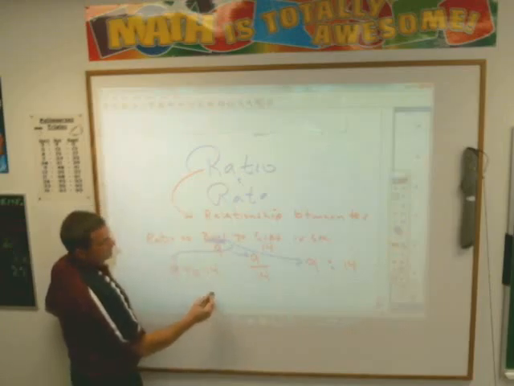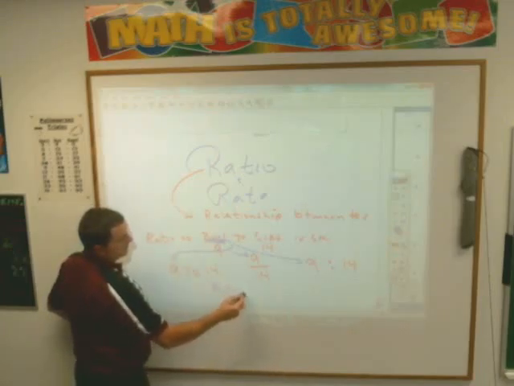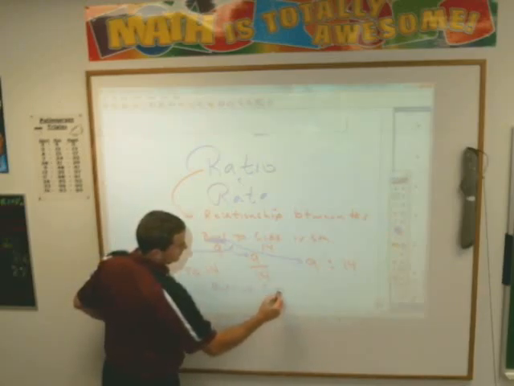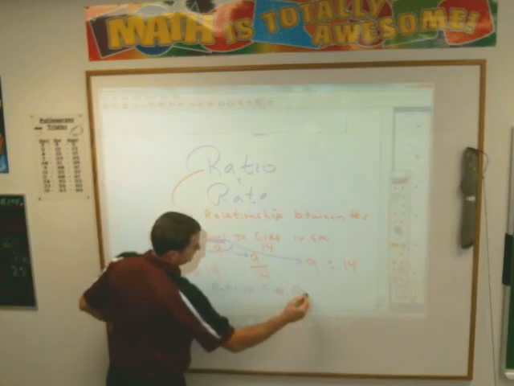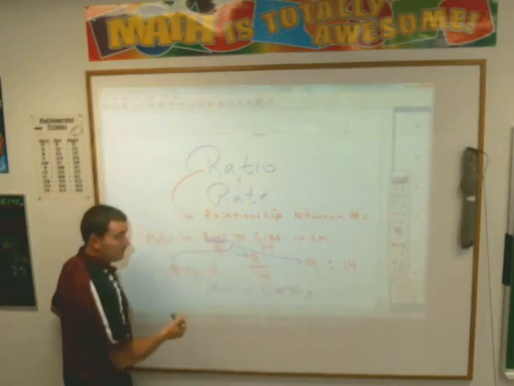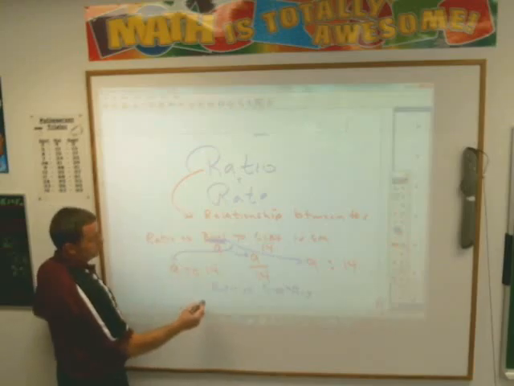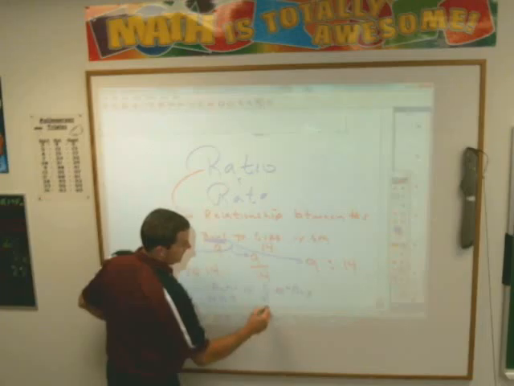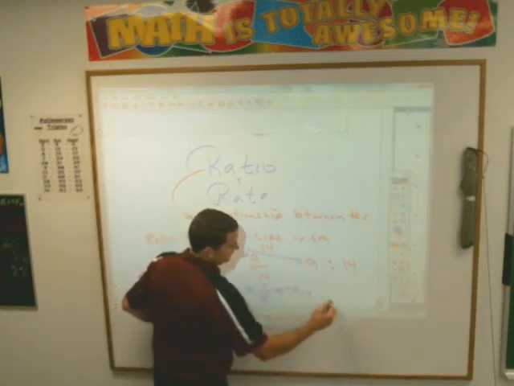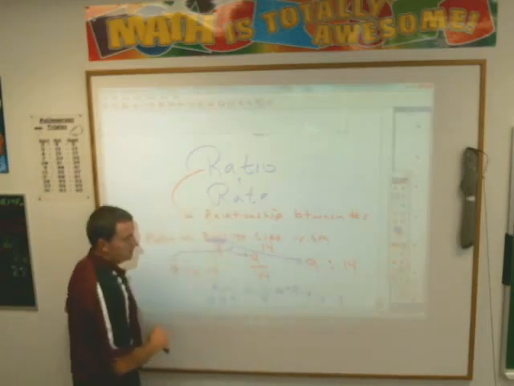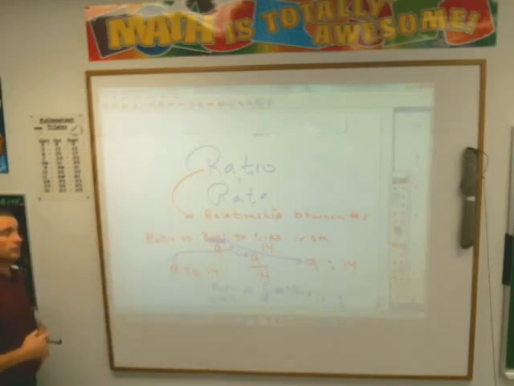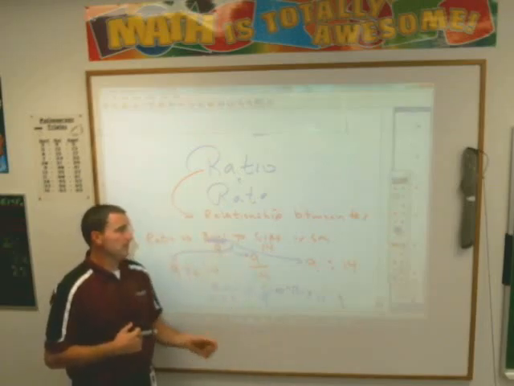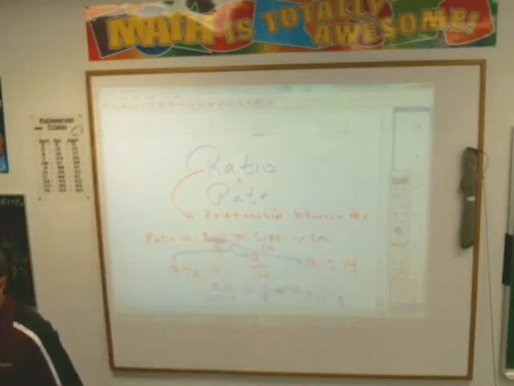If I rewrote it and said the ratio of girls to boys, you'd have the same numbers, but they'd be in the other order. In other words, it would be 14 to 9. So you have to be very, very careful. The order they give it to you is important. You have to put that first one on top, and the second one has to go second, or on the bottom.